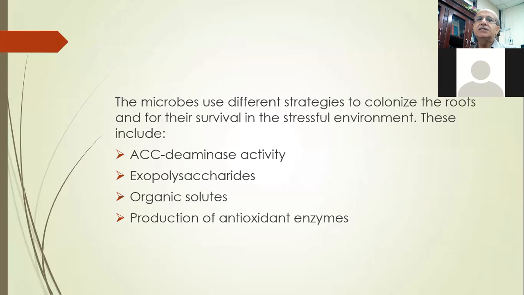If you remember, last time I told you that there may be certain reactive oxygen species in the plants which may be toxic for the plants. So these reactive oxygen species can be suppressed by the production of antioxidant enzymes. I will tell you what these antioxidant enzymes are. These help the plant avoid the effect of reactive oxygen species.